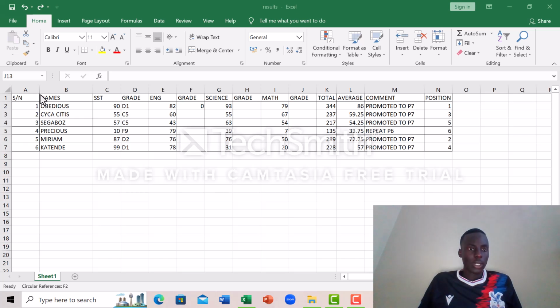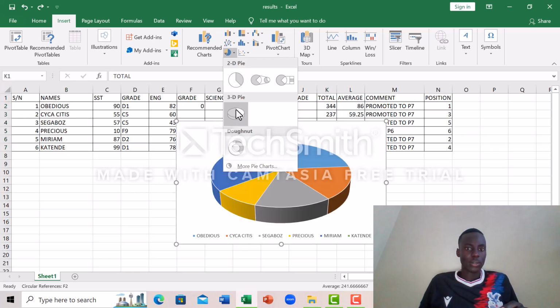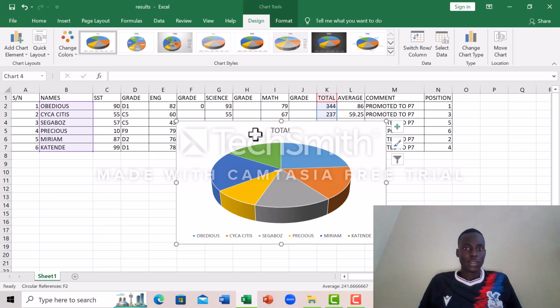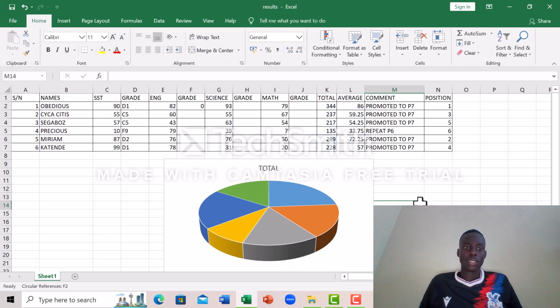So from here we shall highlight the names. Sorry for that. We shall highlight the names. Then we shall highlight the total we want. We shall press Ctrl, because if you don't press Ctrl, the computer might be misdirected and you might press something else. After that, you come to insert. Remember we want to put these things into a graph. Let's use this, the donut pie chart. To make it look very well, we shall drag it somewhere down there. Then that's how our pie chart will be looking.